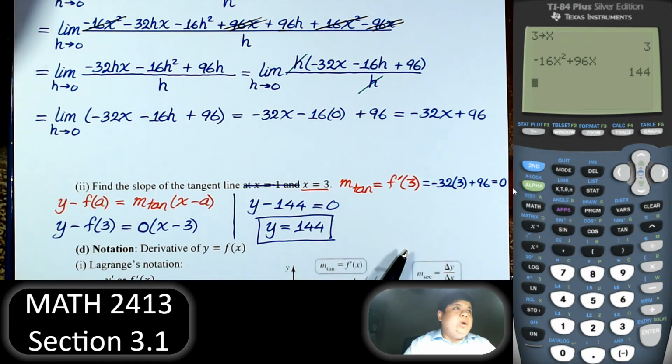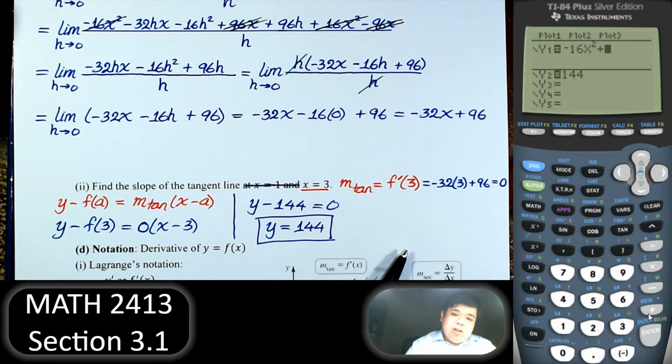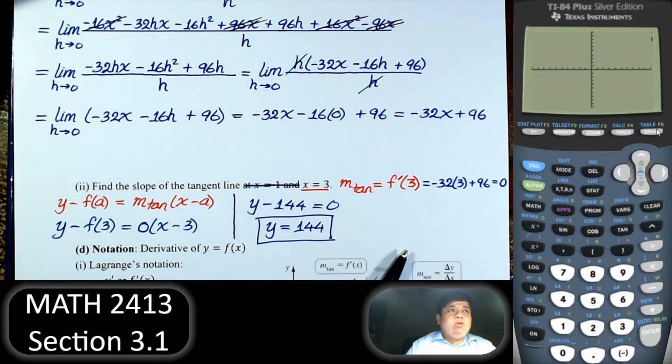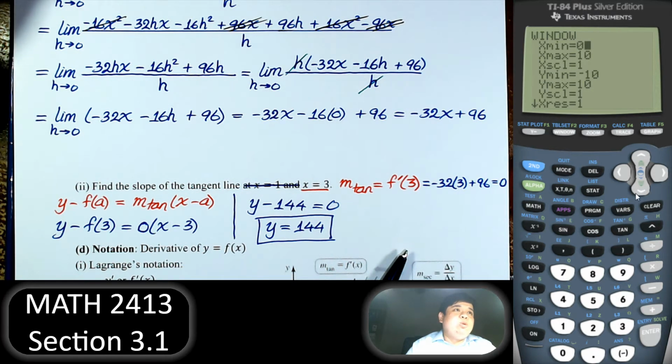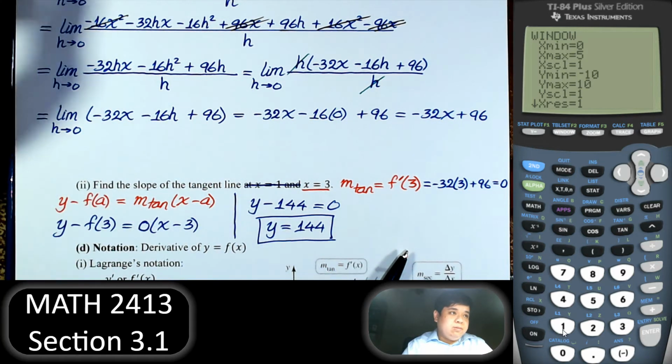So we have y equal to 144 instead of the function negative 16x squared plus 96x. Of course, if we hit the graph like this, we don't see it, so we have to change the window. Let's say if we go from 0 to 6 or 5, doesn't matter. But for the y values, negative 10 is good, but we have to go past 144. Let's see, 180 like we did earlier.